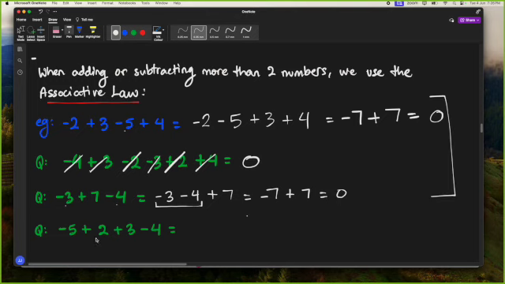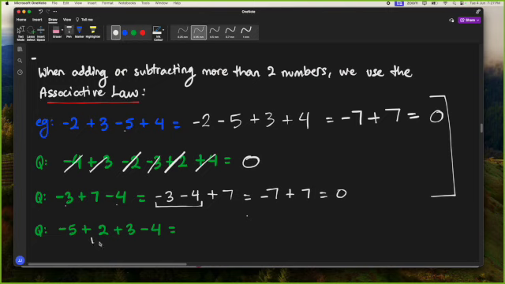Kimberly, what is 2 plus 3? 5. So these two numbers added together will give you 5. And 5 minus 5 is 0. So that means this 5 here is going to cancel with this 5 here. So what do we have left? A minus 4. That is all. Right, like a boss. That's what I'm talking about.